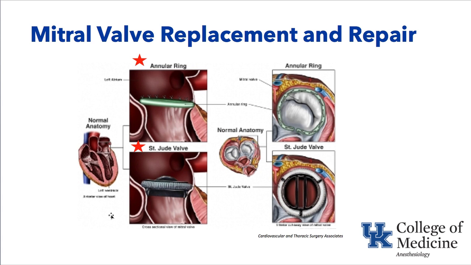Or in some cases put a ring and do another form of repair. But this is just showing an example of a replacement with a St. Jude valve or an annular ring as part of a repair. The annular ring is shown here extending around the posterior towards the anterior, often open in the anterior part in this case, and that helps keep the annular size intact and the mitral valve leaflets pulled together.